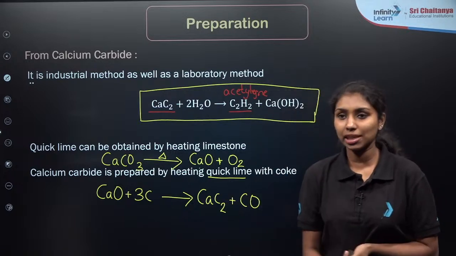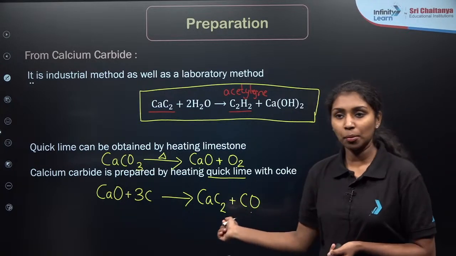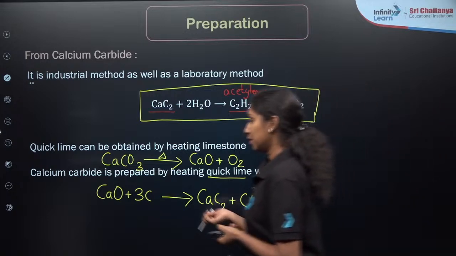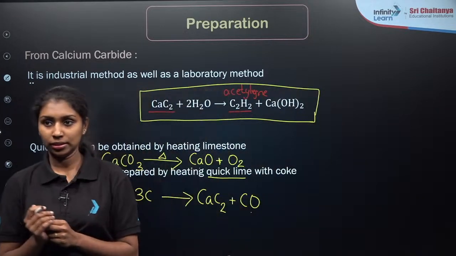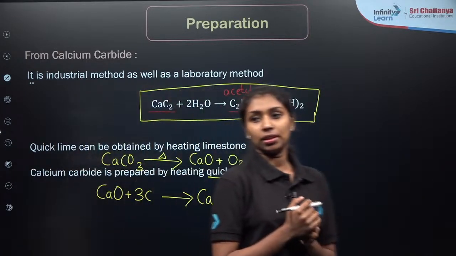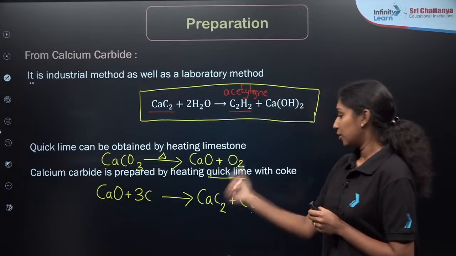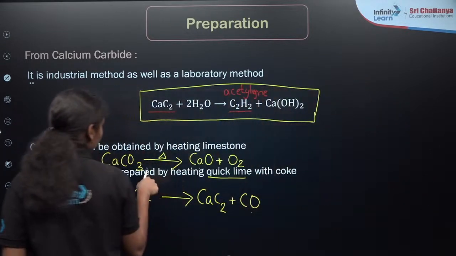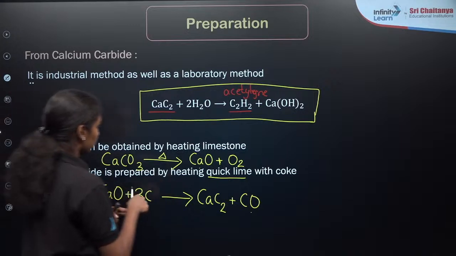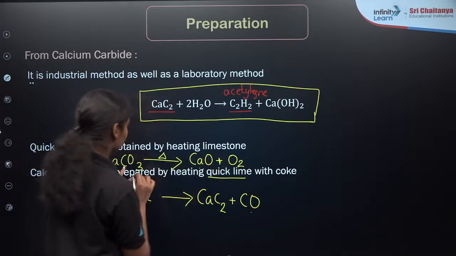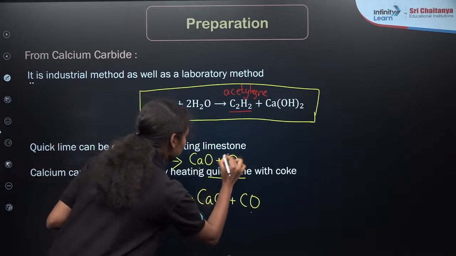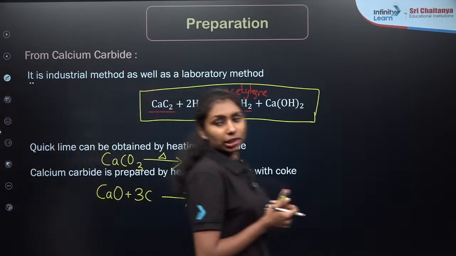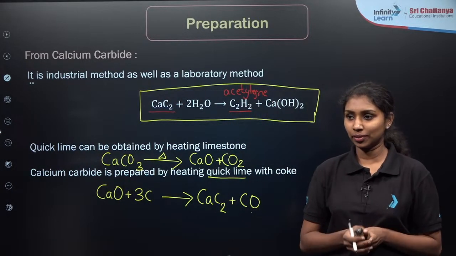So, are you asking about these products? Instead of carbon monoxide, it will be carbon dioxide, right? Yes, sorry, it's my mistake. This carbon dioxide, right? Yes. Calcium oxide plus carbon dioxide will be the product. Yes, you are correct.